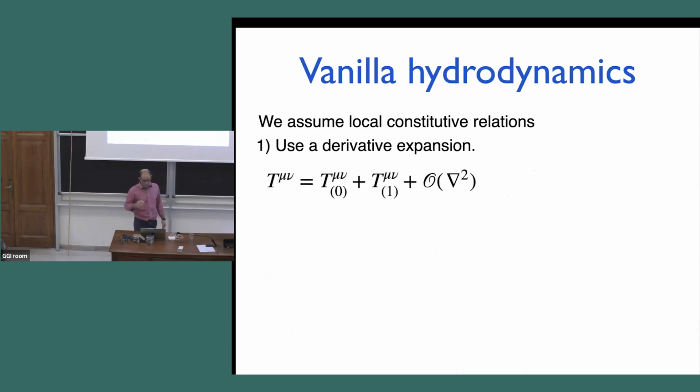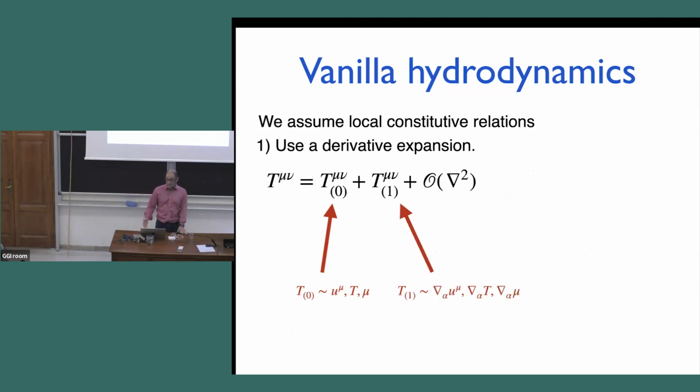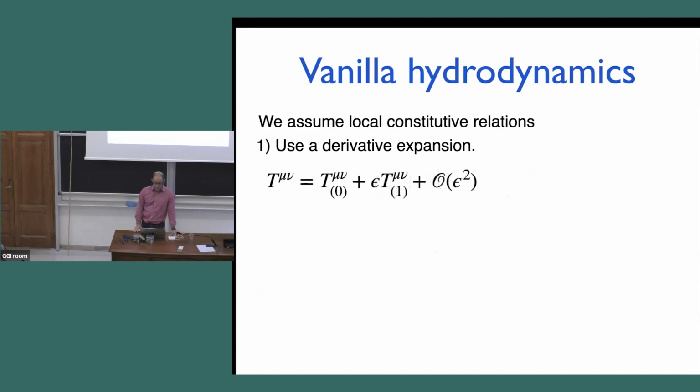So let me start with a derivative expansion. By derivative expansion, what I mean is that the stress tensor and the current have to be expanded in derivatives. That means that we have a zeroth order term which has no explicit gradients in it, and we have a first order term which has explicit gradients in it, and we can go to as high order in derivatives as we wish in principle and see what the constitutive relations look like in this type of expansion. Let me put a little epsilon here just to emphasize which order in derivatives we're working in.